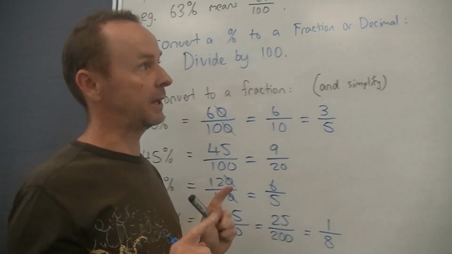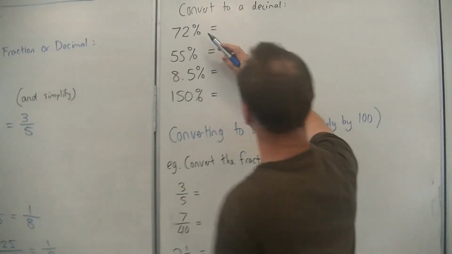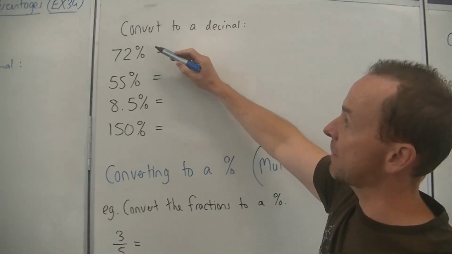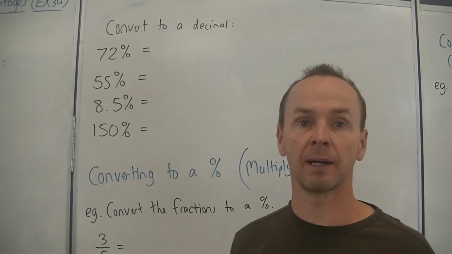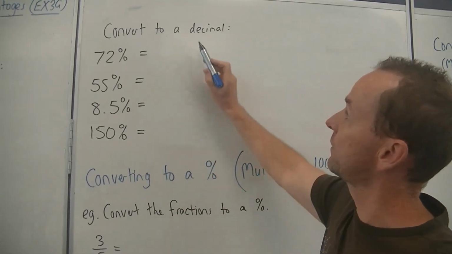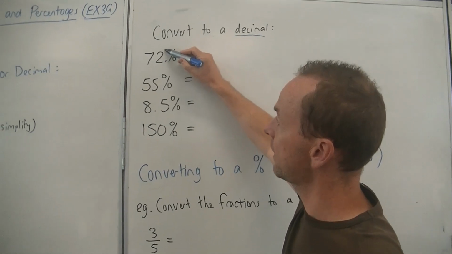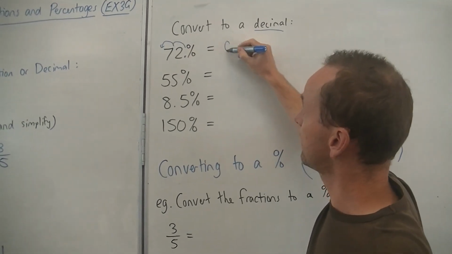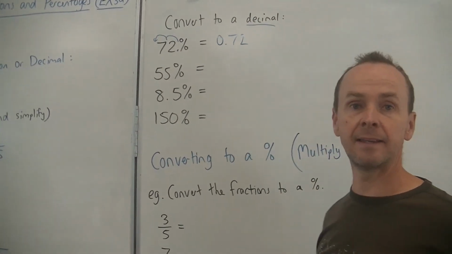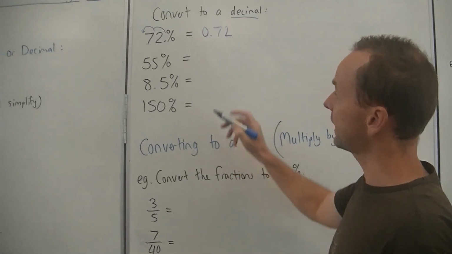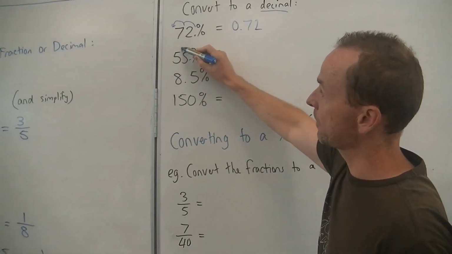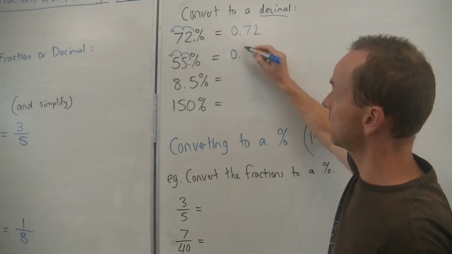Now let's do the next bit. Converting a percentage to a decimal. So remember, to get rid of a percentage, you divide by 100. But in this case, you're going to move the decimal place back 2 spots. So the decimal place is normally there, move it back 2 spots, and it's 0.72. Easy peasy. So the next one, there's decimal point, move it back 2 spots. So the answer is 0.55.